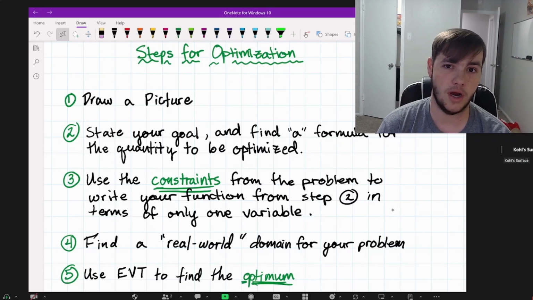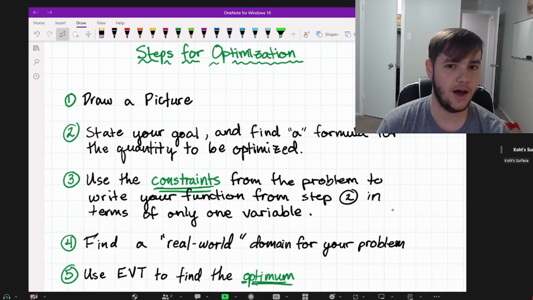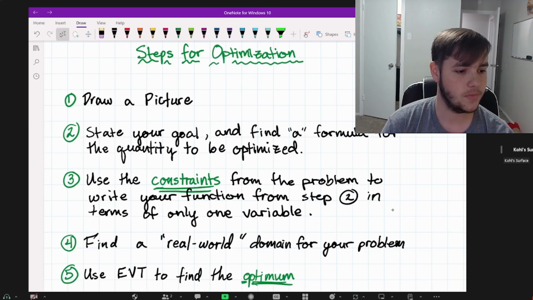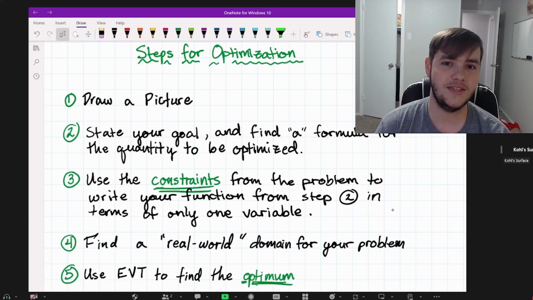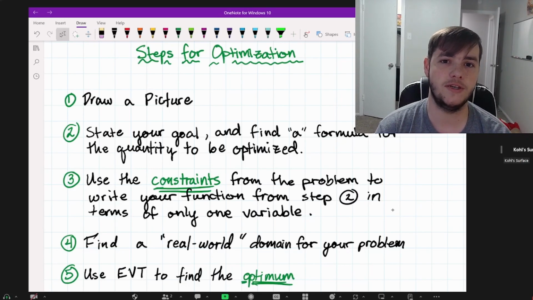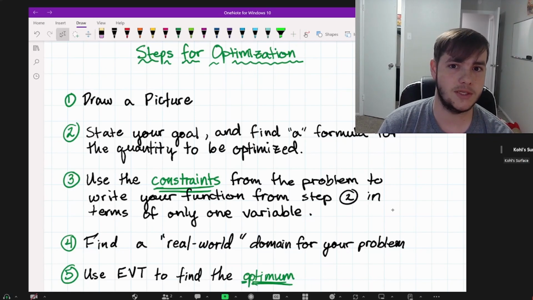Sometimes, like in the playground problem, I can rewrite one of my variables in terms of the other. But other times, like in the box problem we did, I might need to write all of my variables in terms of some new thing entirely. Next, we need to find the real world domain of our problem so that we can build our short list of points to check. Finally, use the extreme value theorem to find the optimum. Again, this is just sort of the fancy language for plug in your endpoints and your critical points, see which one gives you the biggest or the smallest if that's what you happen to be looking for.